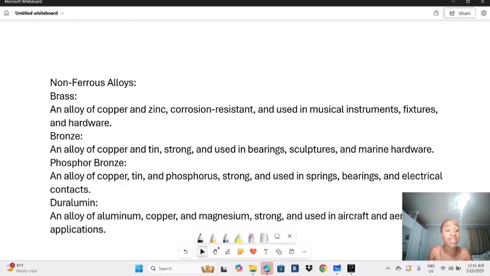Then we have phosphor bronze. We know that it is an alloy of copper, tin and phosphorus, and it is strong. It is also used in bearings and electrical contacts. Then we have duralumin. We know that it is made up of aluminium, copper, and magnesium, and it is strong. It is used in aircraft.